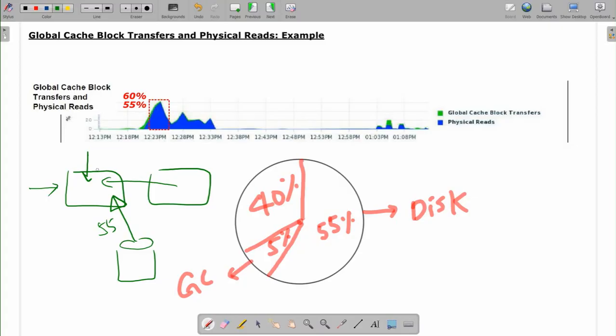So what is the rule of thumb? Whenever possible, I want to make more logical I/Os, and especially from the local instance. So in this case, you will have to find a way to reduce physical I/O, and when possible, make more I/Os from the local instance. So you can get this kind of information from here.